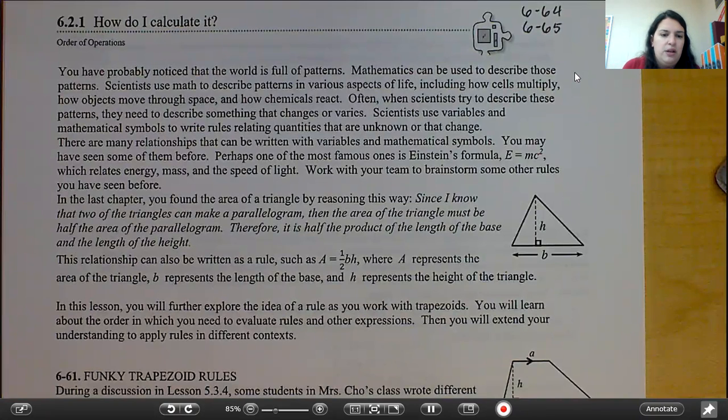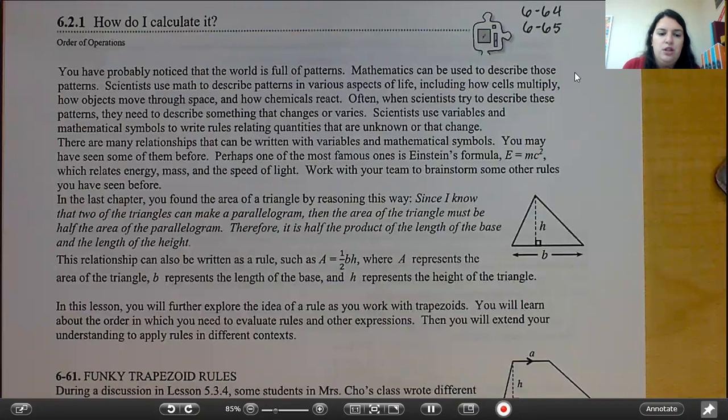In the last chapter, you found the area of a triangle by reasoning this way. Since I know that two of the triangles can make a parallelogram, then the area of the triangle must be half the area of the parallelogram. Therefore, it is half the product of the length of the base and the length of the height. This relationship can also be written as a rule such as A equals 1/2 B times H, where A represents the area of a triangle, B represents the base, and H represents the height of the triangle.